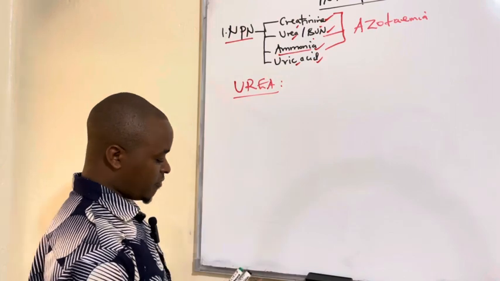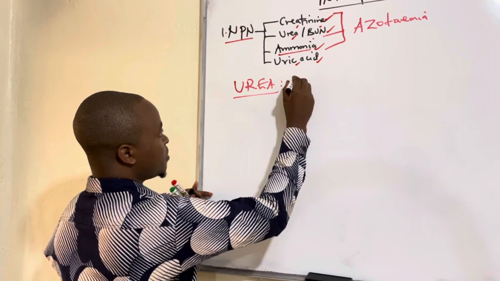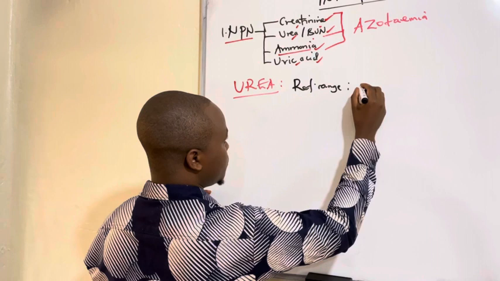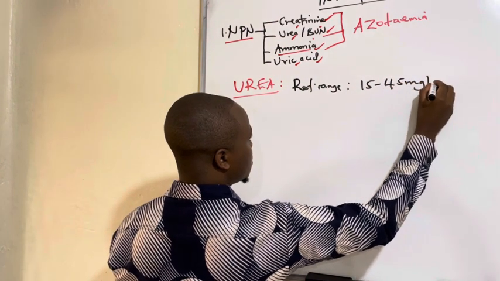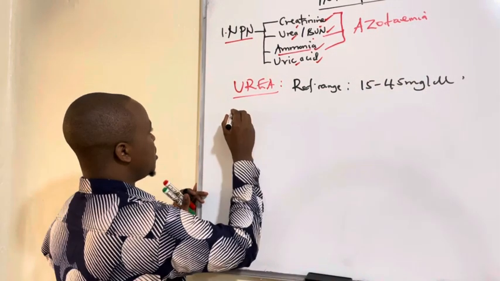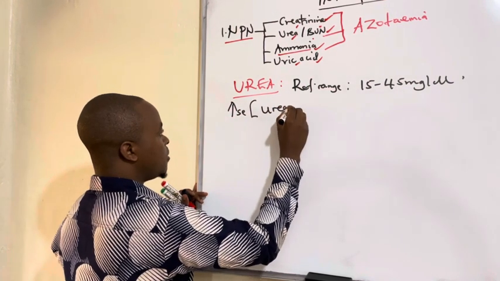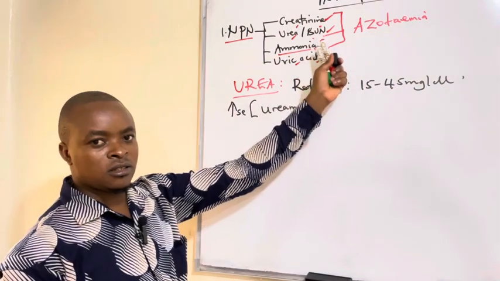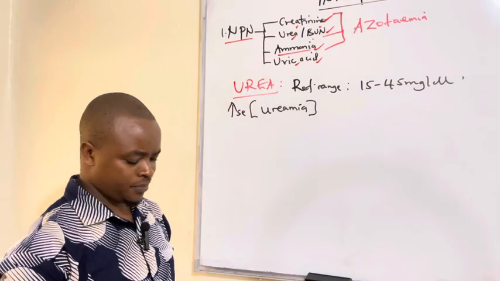And whenever there is elevated urea, we call it uremia. The reference range of urea is 15 to 45 milligrams per deciliter. This is the reference range, and when only urea is elevated, we call it uremia. We saw that when both creatinine and urea are high, it is azotemia. But when only urea is elevated, that is uremia.